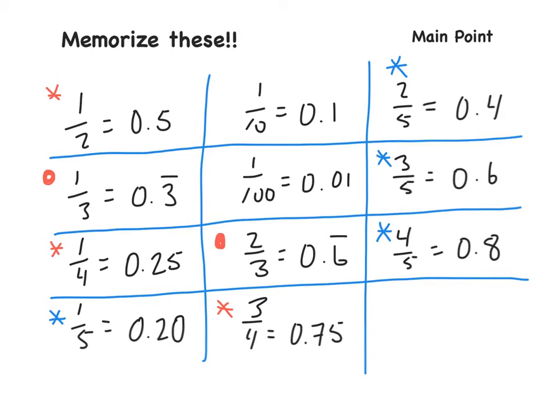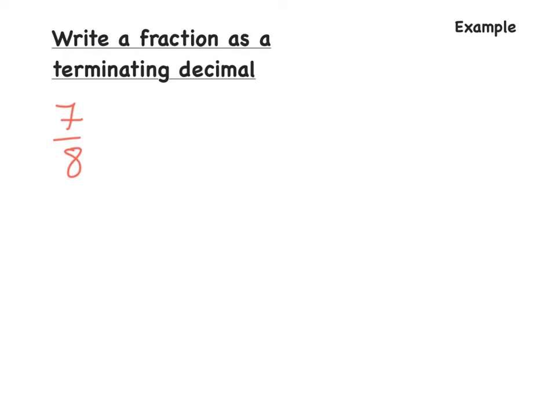Now these two up here, if we have 1/10 and 1/100, if we look at the 1/10, this is the tenths place. And if you look at the 1/100, this is the hundredths place. So this is how the 1/10 and the 1/100 can be grouped together. Alright, so we are going to write a fraction as a terminating decimal.